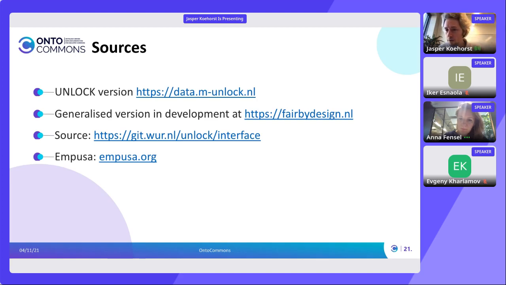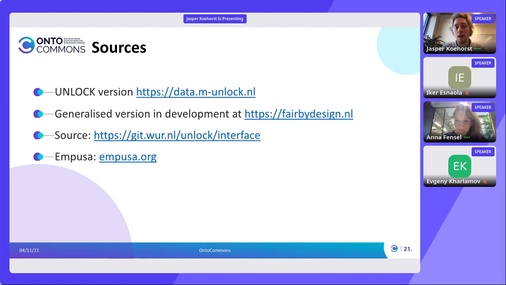I see a question from Amaya. How do you finance the maintenance of the website, and what is your business model? So Unlock is a governmentally funded research project and will be funded for 10 years. We are now in year one, so we still have at least 9 years of funding left, so we will definitely stay alive and stay in development.